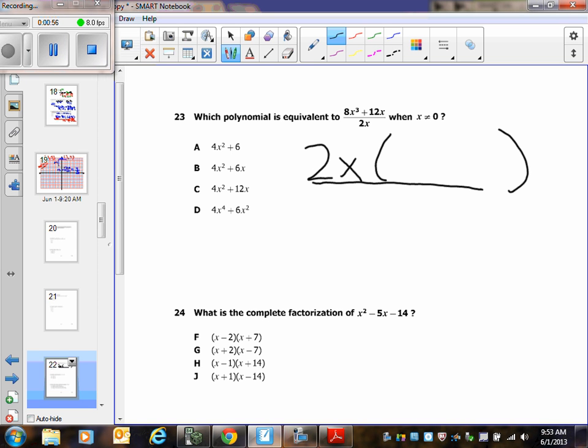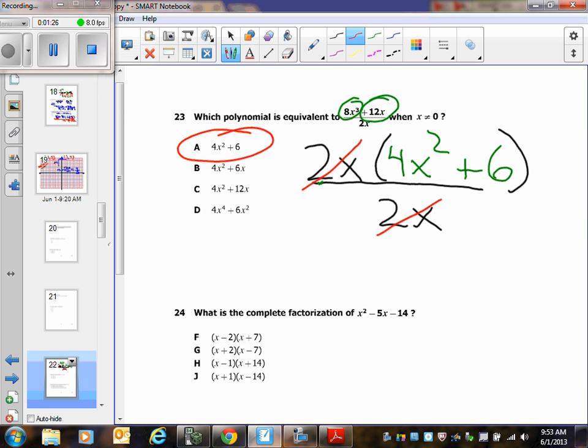And then to get what goes in this parenthesis, you take each term and divide it by your GCF. So I'm taking 8x cubed and dividing it by the 2x, and I get 4x squared. And then I take the 12x divided by the 2x, and I get 6. And we still have our 2x down here. Now notice that the 2x in the numerator and the 2x in the denominator cancel. And we're left with the final answer, which is choice A.